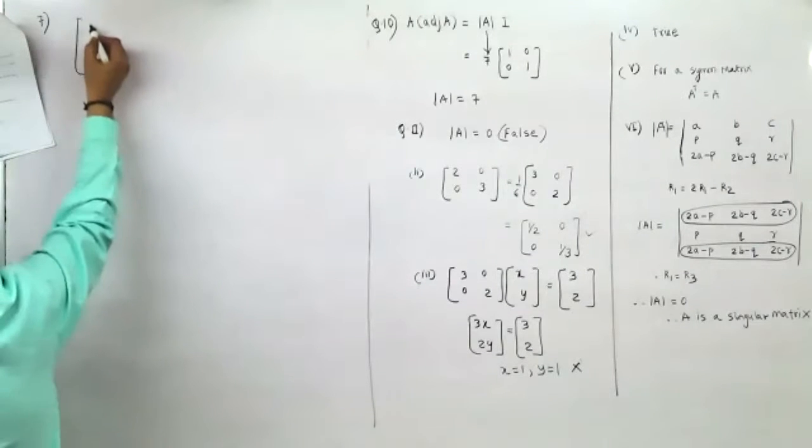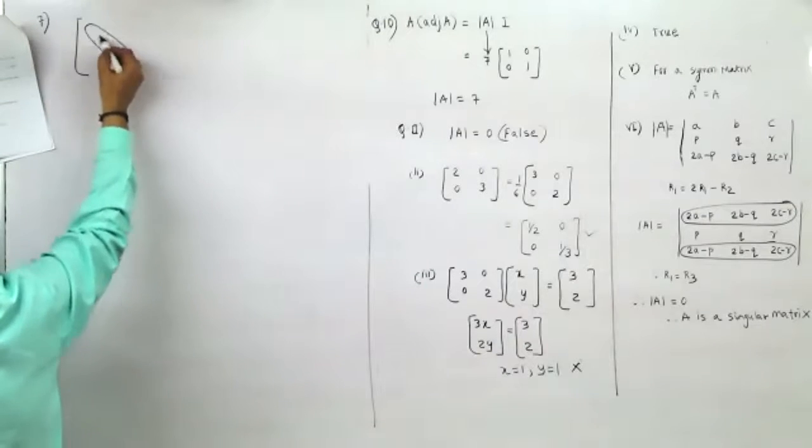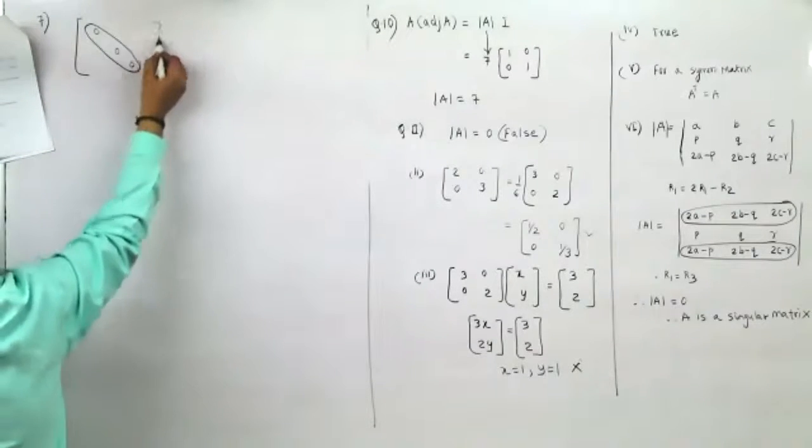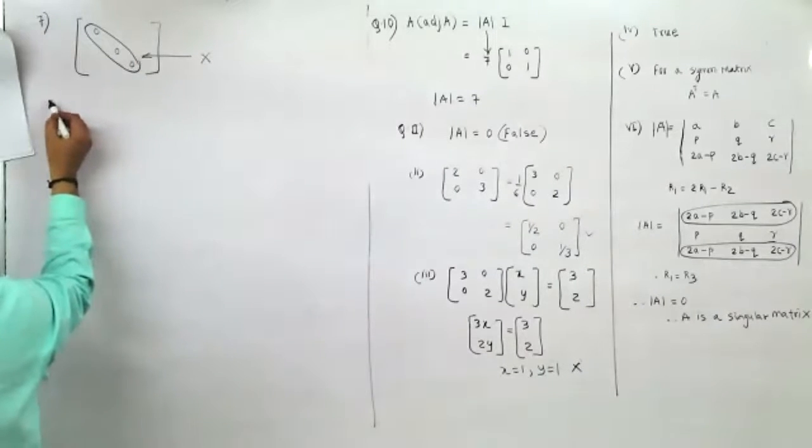Now here, for a symmetric matrix, the diagonal elements have to be 0. Note this. So therefore this is not right. Eighth one.